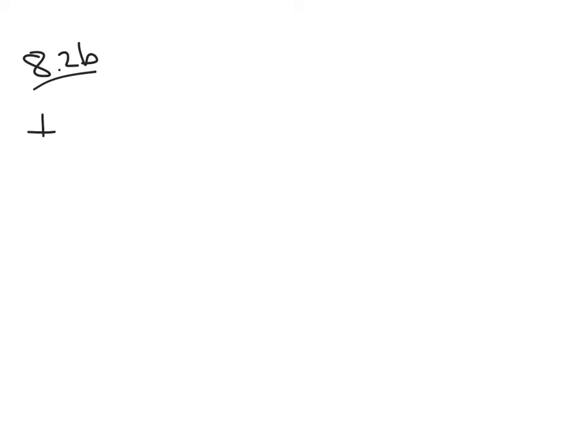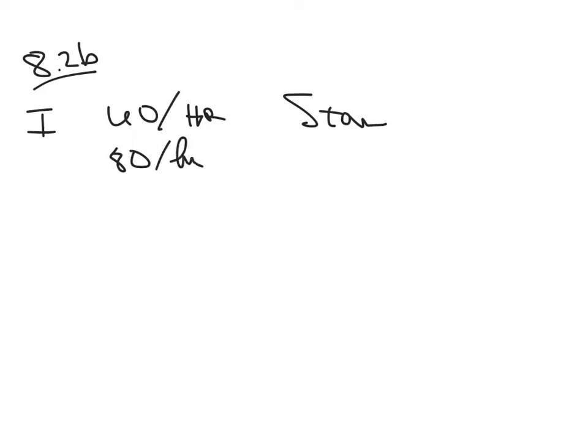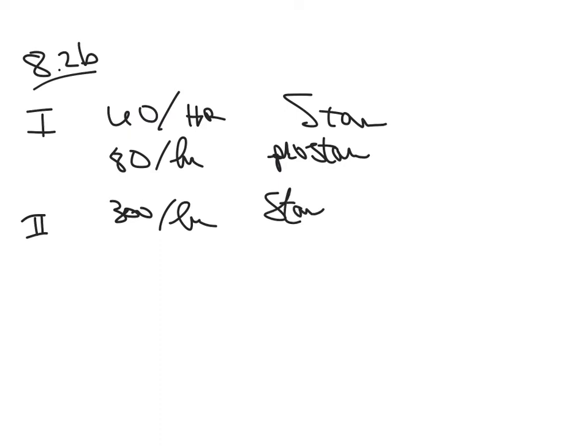Plant 1 can make 60 units per hour of the Star model, and they can make 80 per hour of the Pro Star. Okay, plant number 2. A little bit bigger it looks like. They can make 300 per hour of the Star and 80 per hour of the Pro Star.